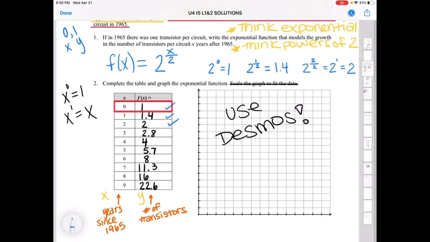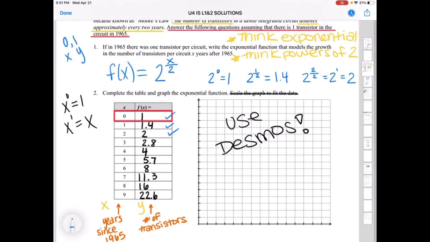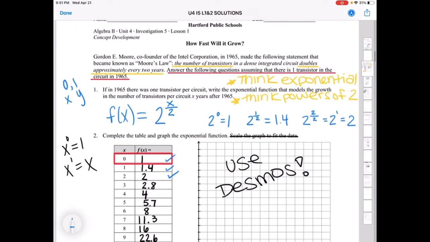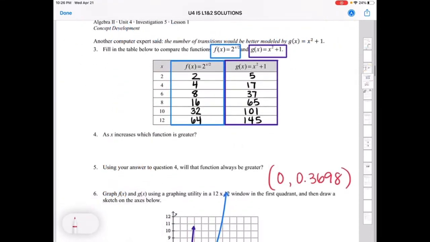So what you can do is I'm going to have you complete the table, and you're going to graph it. You're going to use Desmos to graph it, and then you're going to put a little sketch. But the graph itself is actually already uploaded for you guys under your worked out solutions and notes for this chapter.